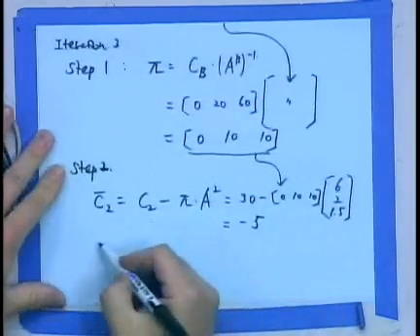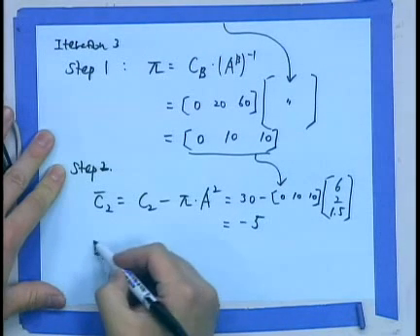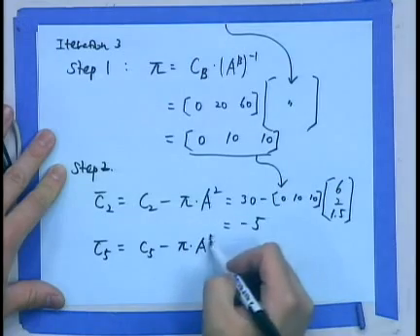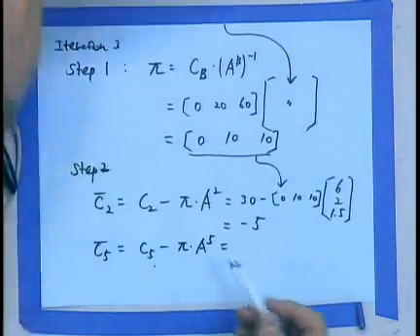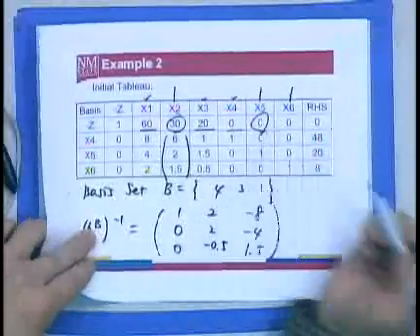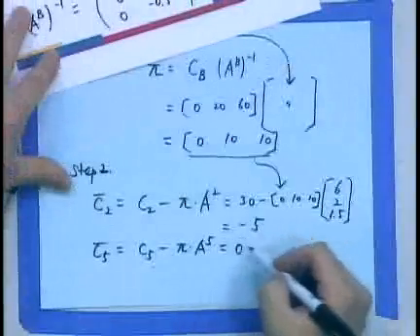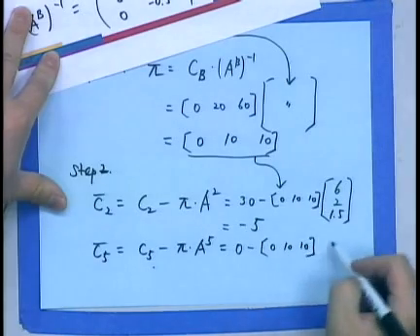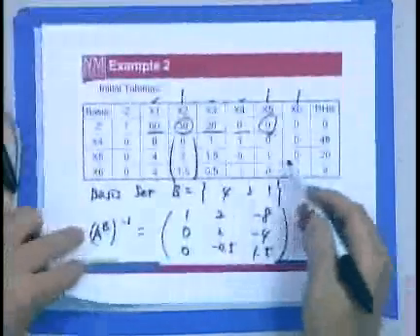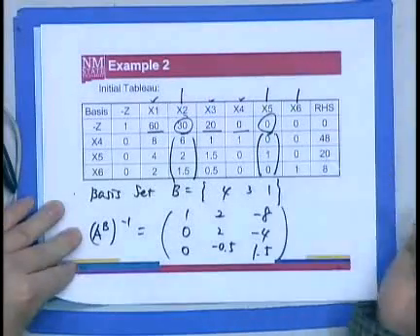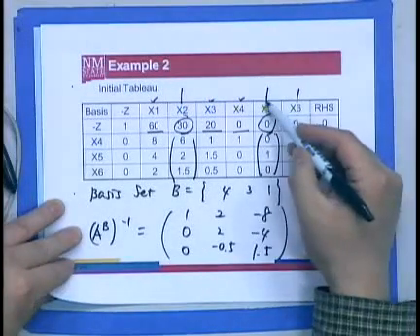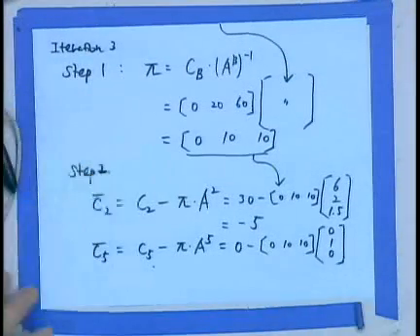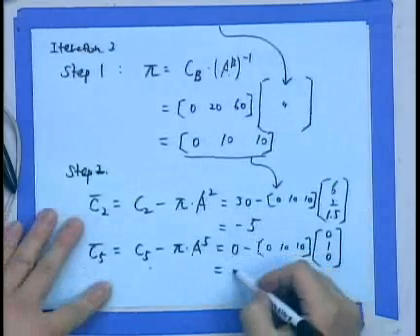What about the reduced cost for x5 variable? C5 minus pi times A5. What is C5? 0, minus pi, 0, 10, 10. And A5 is the constraint coefficient relative to x5 variable, which is 0, 1, 0. And this value becomes negative 10.